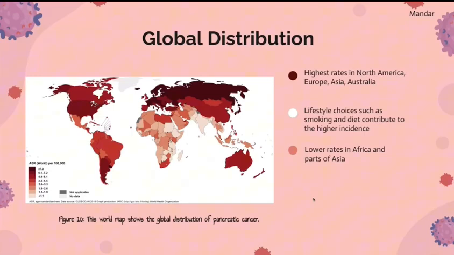The causation for these high rates, or just differing rates across the globe, could be linked to the lifestyle choices of the individuals themselves. For example, smoking and notoriously unhealthy diets that include processed foods can contribute to higher instances and risks of having pancreatic cancer.